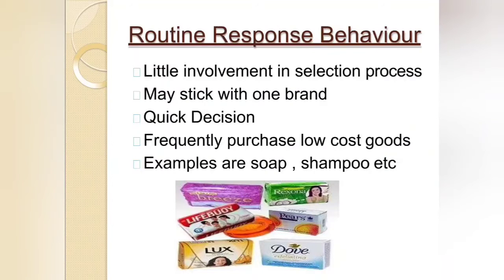Now what is routine response behavior? Here the consumer has very little involvement in the selection process. They may stick with only one brand and they make a quick decision. Frequently purchased low cost goods are the main type of goods purchased in routine response behavior. So in this type of goods the decision is made very quickly, and a person may stick to only one brand because these are less important goods and are purchased on a daily basis or monthly basis or on a frequent basis. Examples are soap, shampoo, etc.